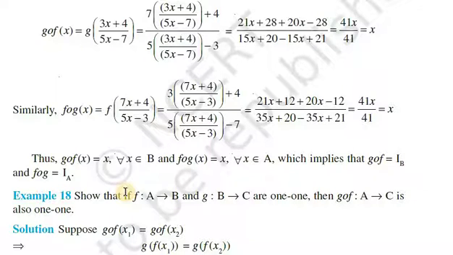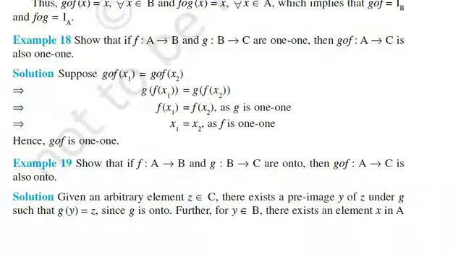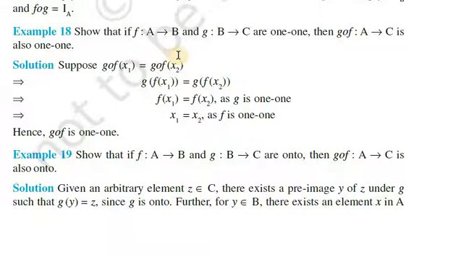Now next we have this first example. This example is very important. You just try to see this and try to understand what this is. f and g are 1-1, so we have to prove that g of f from A to C is also 1-1. f is a function from A to B, g is a function from B to C. Your g of f will be a function from A to C.